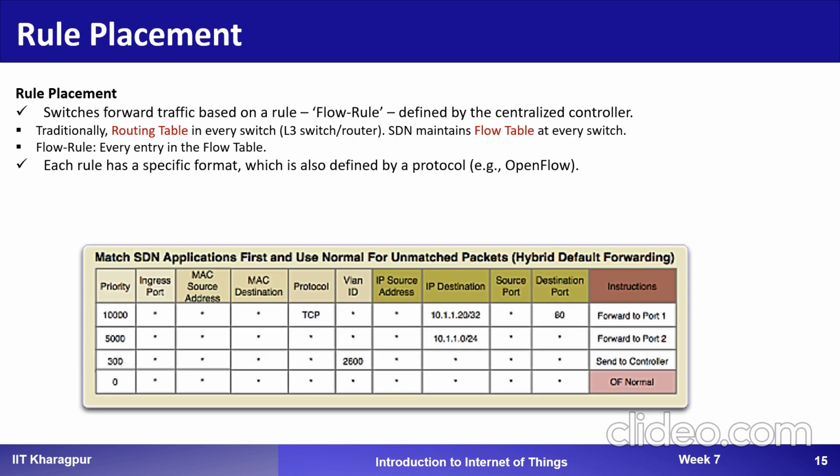So, rule placement. Switches forward traffic based on a rule which is called your flow rule, defined by the centralized controller. Traditionally, a routing table is maintained in every switch. So every switch or router maintains a routing table in case of your traditional network. Here in case of your SDN, a flow table is maintained at every switch, and inside your flow table only a few rules are stored. All the rules are stored at the controller, and at the flow table a few rules are stored. So which rule to store at your flow table, this is one of the major challenges.